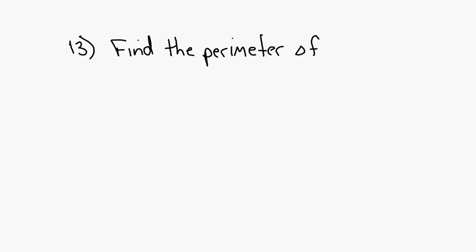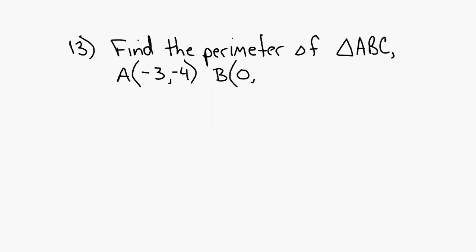Number 13. Find the perimeter of triangle ABC when A is at -3, -4, and B is at 0, -4. C is at -3, 0.